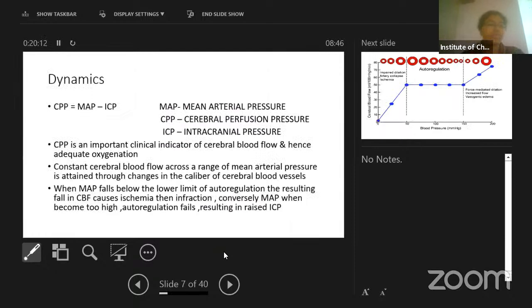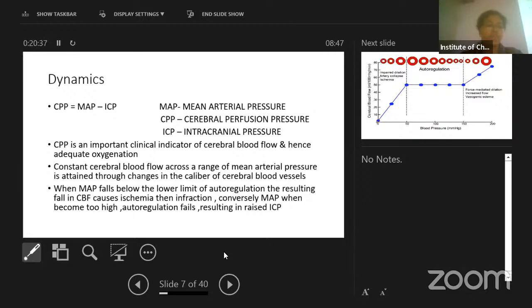The cerebral perfusion pressure is the difference between mean arterial pressure and the intracranial pressure. It is an important CPP. The cerebral perfusion pressure is the important clinical indicator of the cerebral blood flow, hence adequate oxygenation. Constant cerebral blood flow across a range of mean arterial pressure is attained through changes in the caliber of the cerebral blood vessel, which is also known as autoregulation.